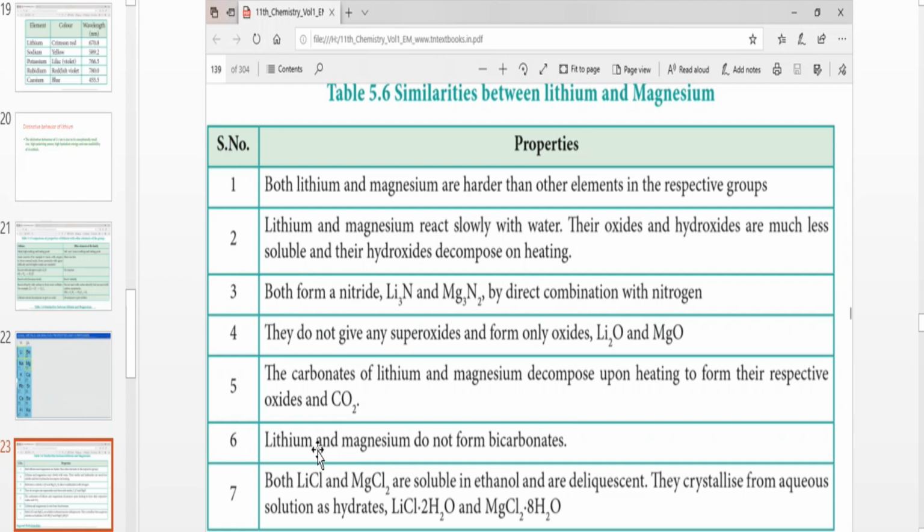Next, lithium and magnesium do not form bicarbonate. What will it not do? It will not form bicarbonate.